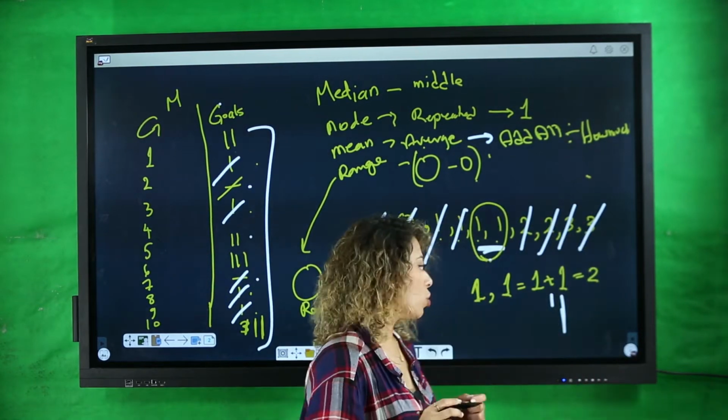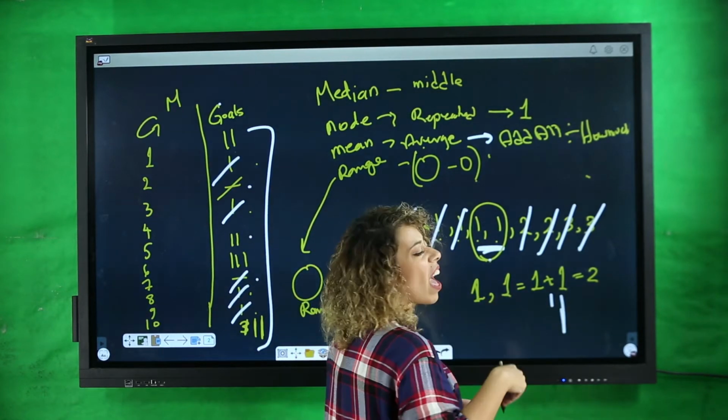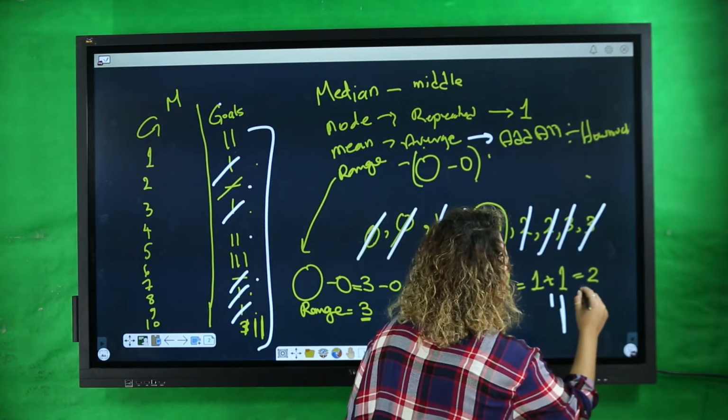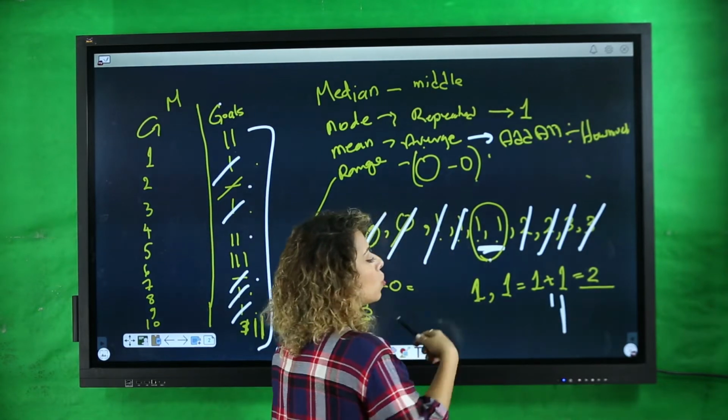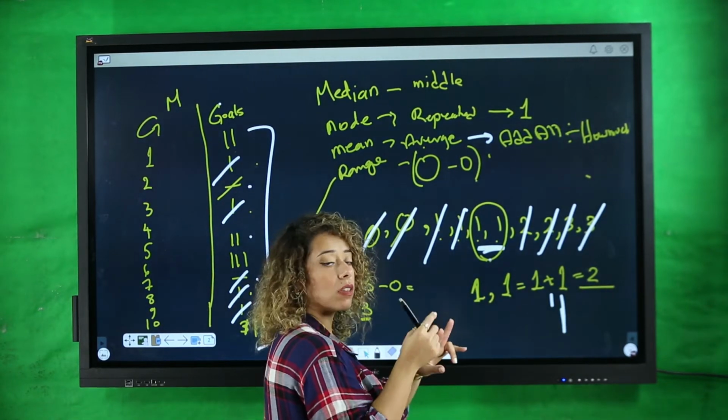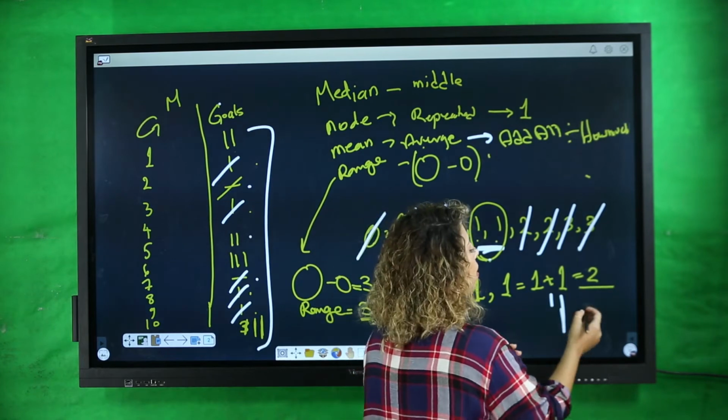1 plus 1 would be 2. And then divide by how much? What's the meaning of how much? How many numbers do I have? I have only 2 numbers, right? It's 1 and 1. So it's gonna be divided by how much?